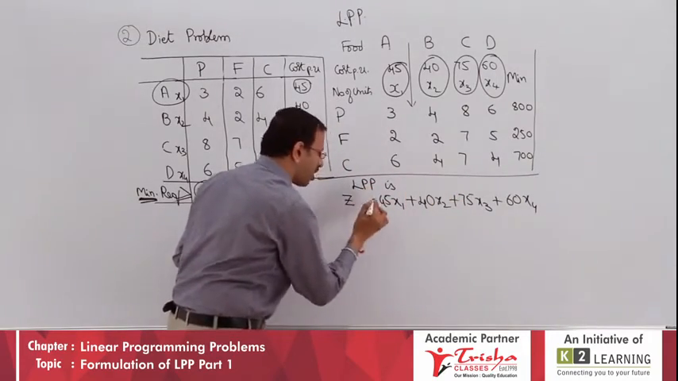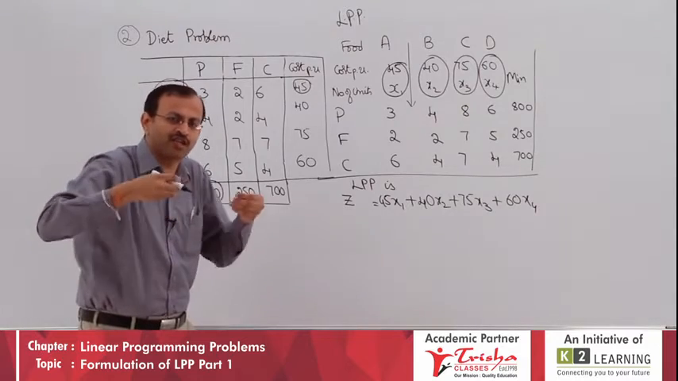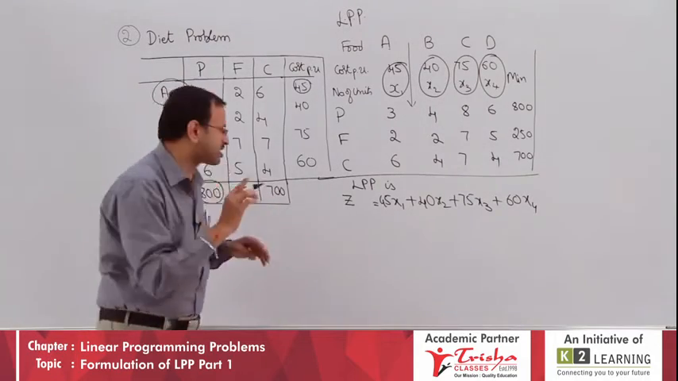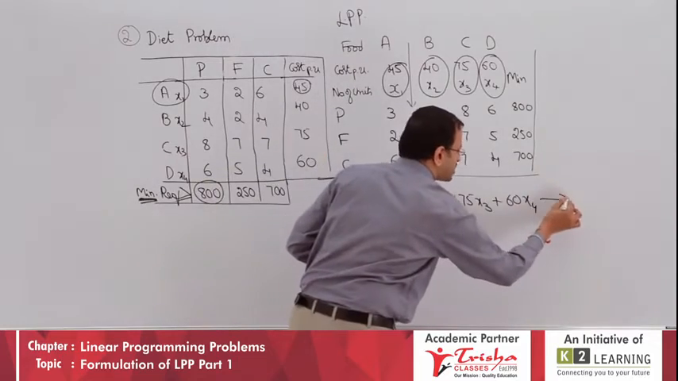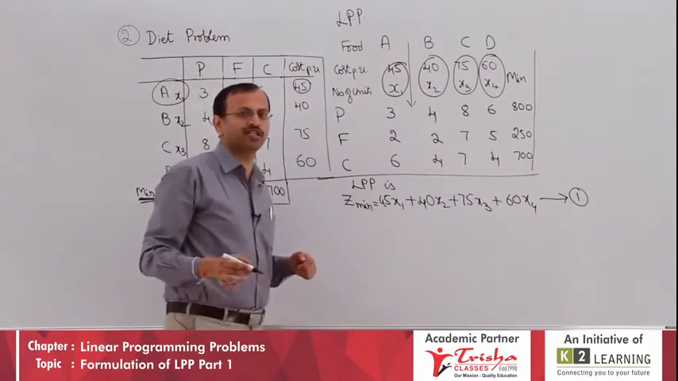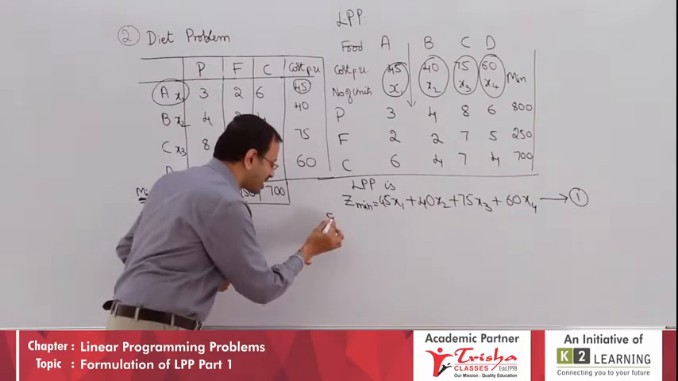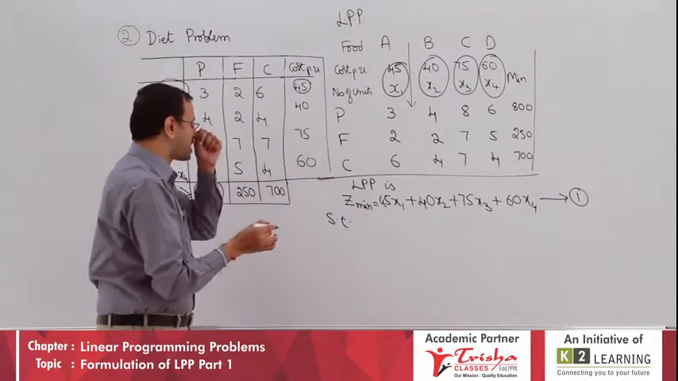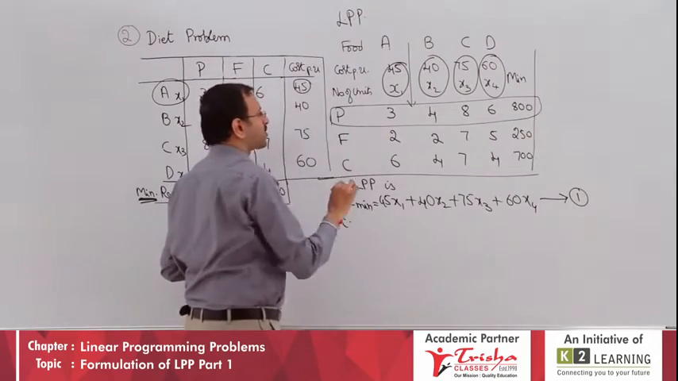Students, you tell me cost should be increased or decreased. Always the cost, your money you are spending, should be minimized. I will write Z minimum. We will call it 1. Students, can you tell what 1 is about? 1 is always the standard objective function. Subject to, how many constraints are there? There are 3 constraints. First one is about protein requirements.